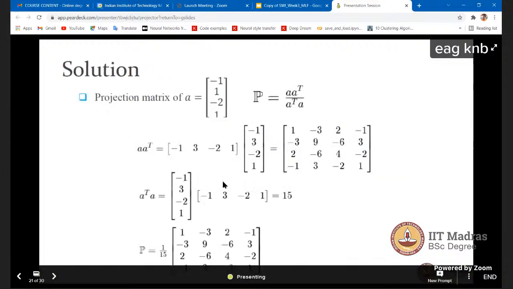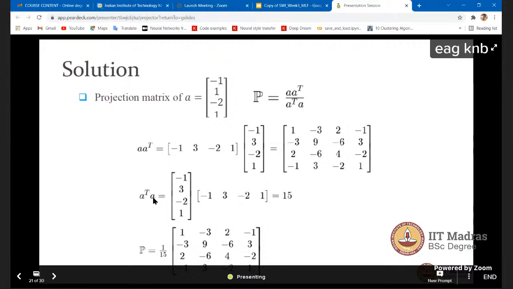So first you will find the projection matrix. This is your formula: the projection matrix is A into A transpose by A transpose into A. When you find A into A transpose, you will get this matrix: -1, 3, -2, 1 multiplied by its transpose. So -1 into -1 is 1, 3 into -1 is -3, -2 into -1 is 2, 1 into -1 is -1. In a similar fashion, you get -3, 9, -6, 3 in the second row, 2, -6, 4, -2 in the third row, and -1, 3, -2, 1 in the fourth row.